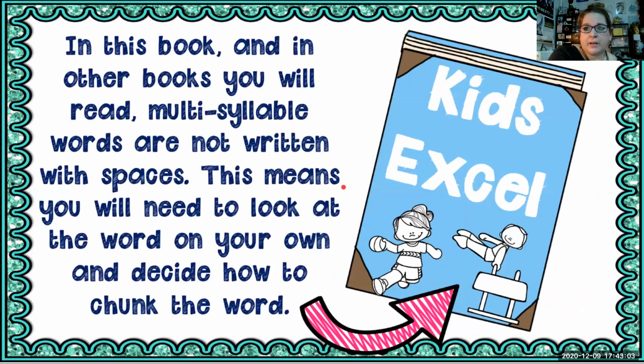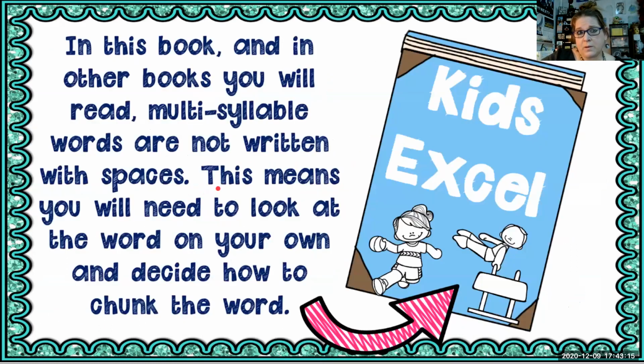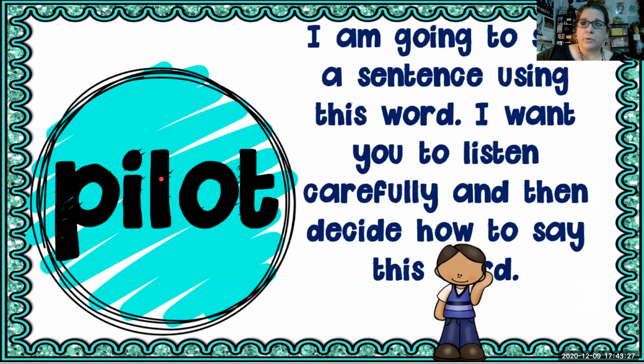So in our book, Kids Excel, and in other books that we're going to read, there are multi-syllable words that are not written with spaces like these. There's no space with a dot in between them in a real book. So this means that you're going to need to look at the word on your own and decide how to chunk that word or how to break it apart.